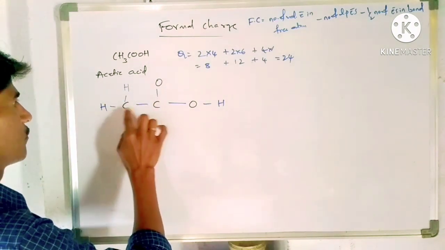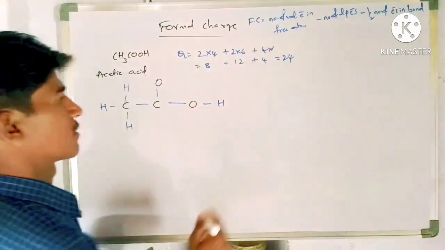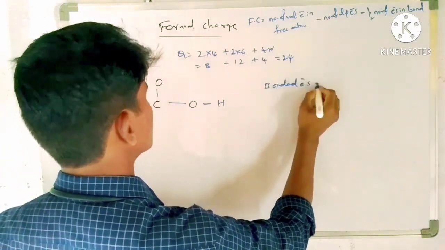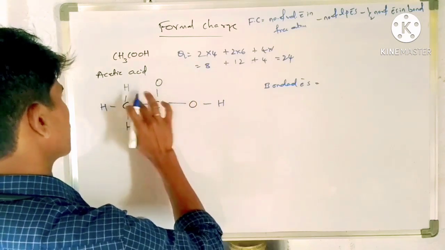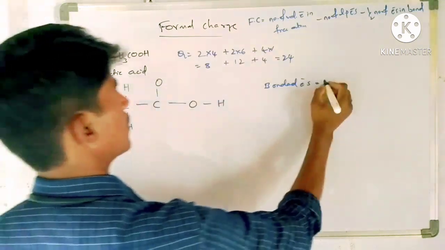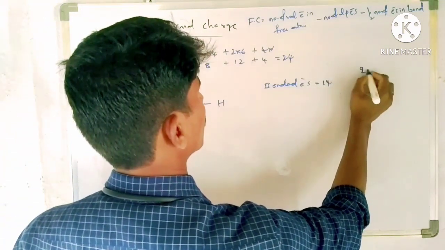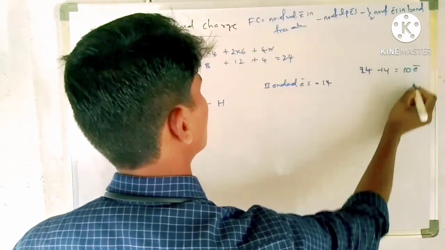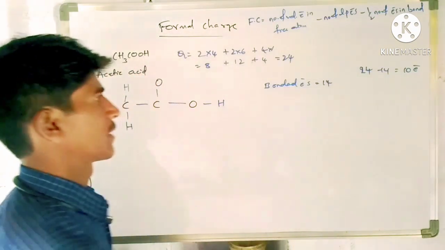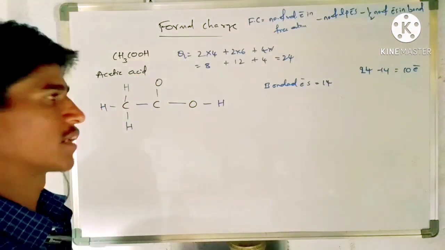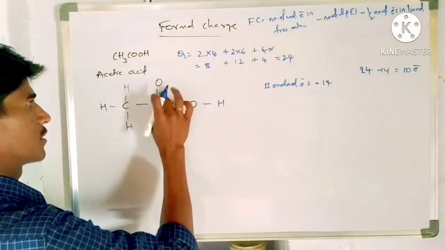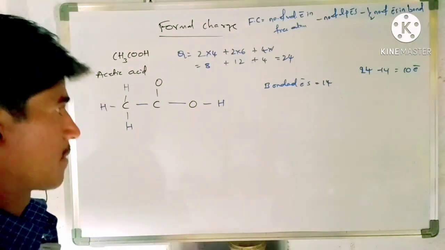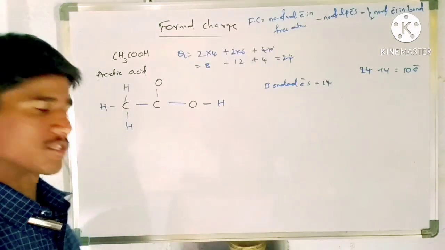1, 2, 3, 4, 5, 6, 7 bonds are there. So the bonded electrons are 1, 2, 3, 4, 5, 6, 7, 8, 9, 10, 11, 12, 13, 14. So 24 minus 14 is equal to 10 electrons remaining. The 14 electrons are nothing but the 7 bonds. Now those 10 electrons we have to arrange.